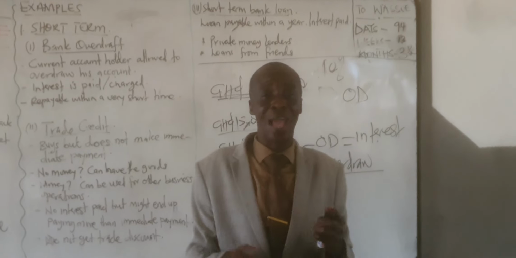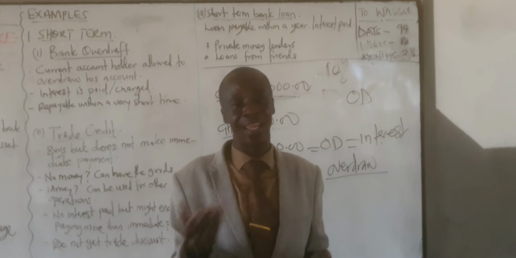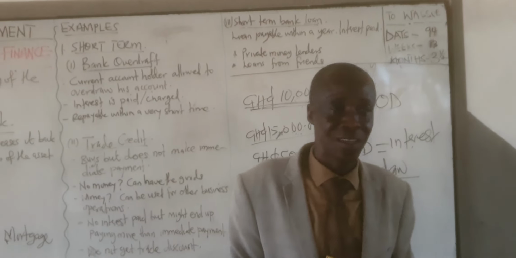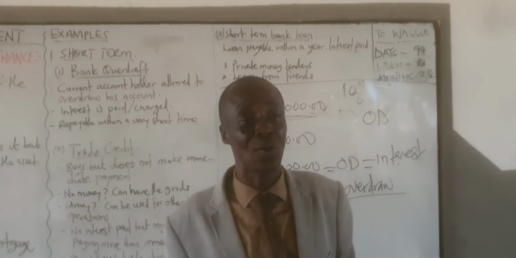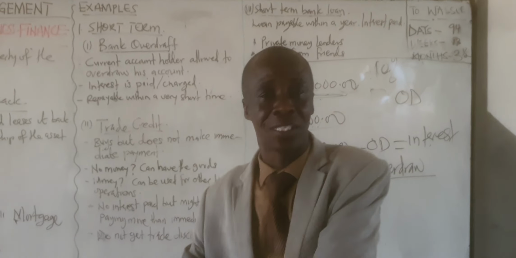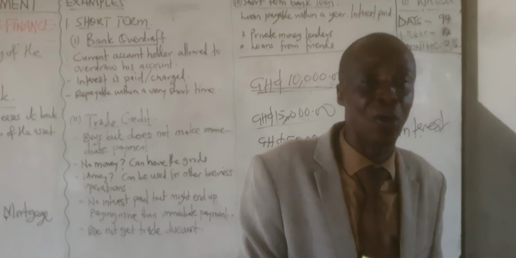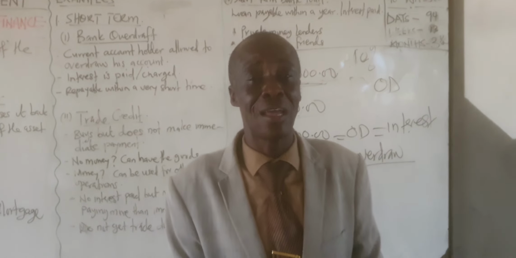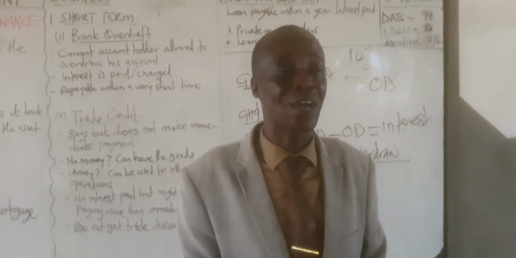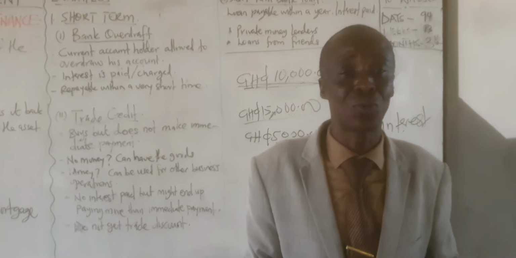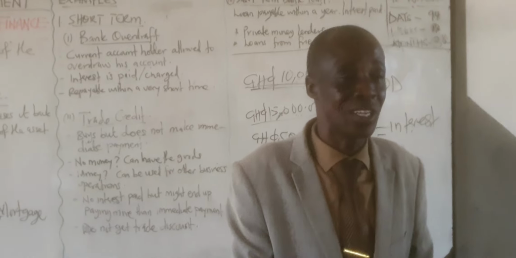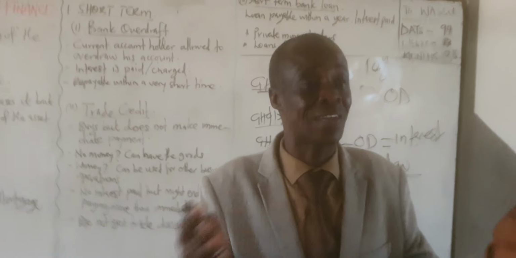Loan is a credit facility. Now, you may be asking, what is the difference between loan and trade credit? They are both credit facilities. But whilst loans can be granted to both savings account holders and current account holders, or even non-customers, that means if you are not even a customer of a bank, they can give you a loan. For bank overdraft, you are supposed to be a current account holder, then they will give you the overdraft.